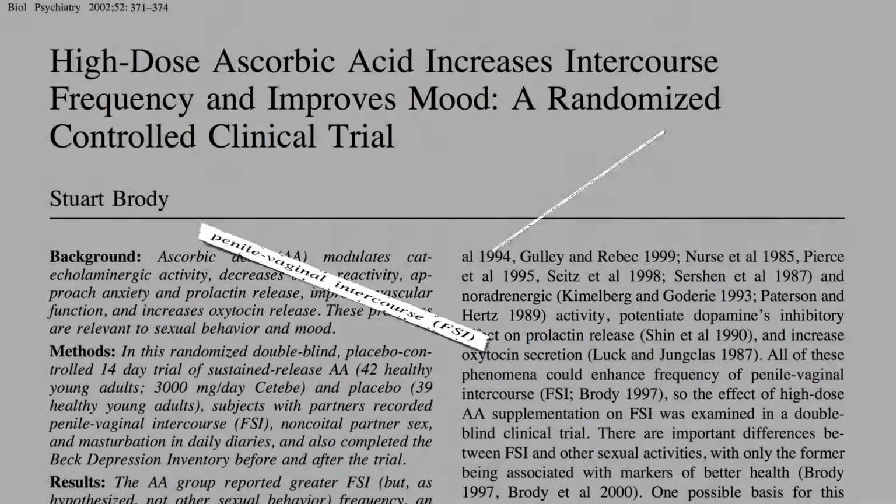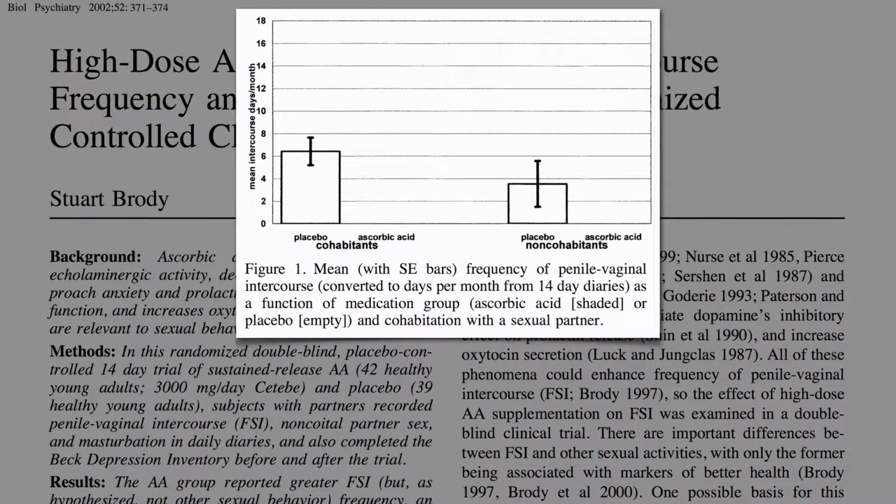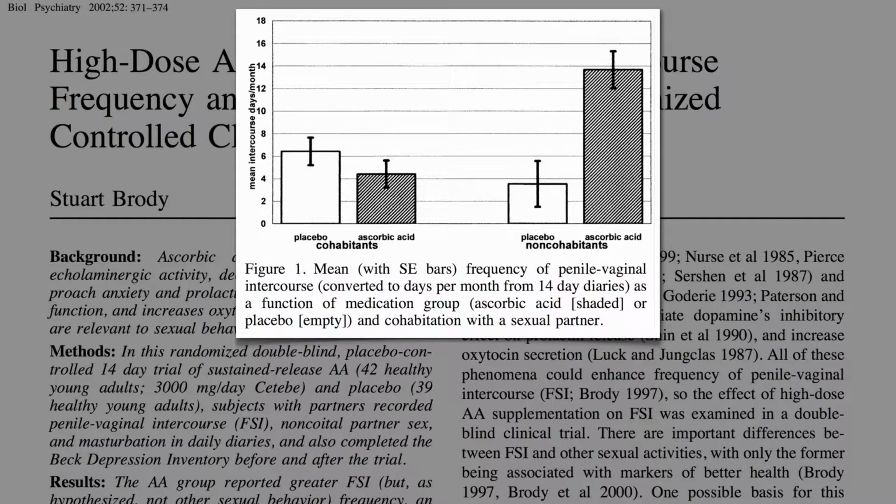But evidently, high-dose vitamin C improves mood and intercourse frequency, but only in sexual partners that don't live with one another. In the placebo group, those not living together had sex about once a week, and those living together a little higher, once every 5 days, but no big change on vitamin C. But those not living together on vitamin C, every other day.